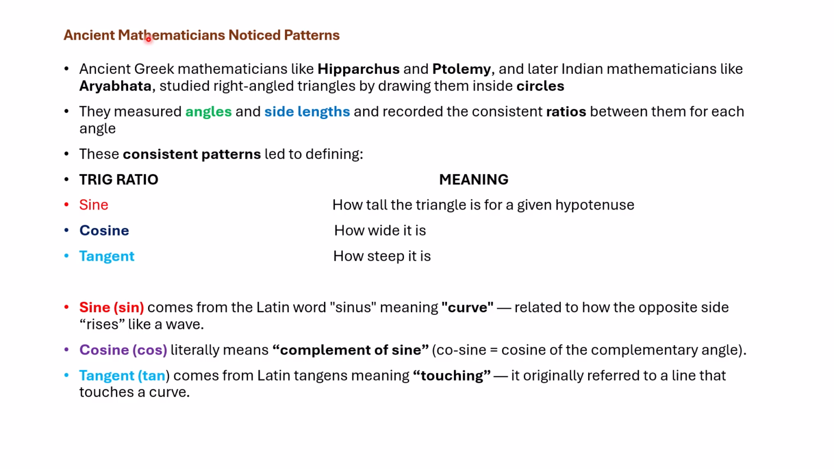So ancient mathematicians, yeah, you like to call us ancient just because we're older than you, but yeah, they noticed the patterns. So ancient Greek mathematicians, Hipparchus, Ptolemy, and later Indian mathematicians like Aryabhata studied right angle triangles by drawing them inside circles. They measured angles and side lengths and recorded the constant ratio between them for each angle.